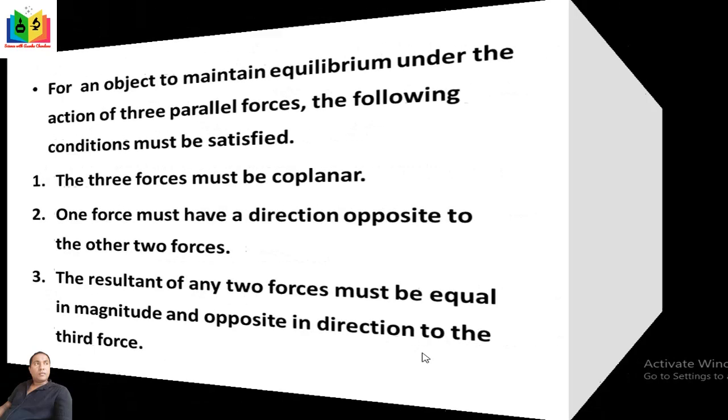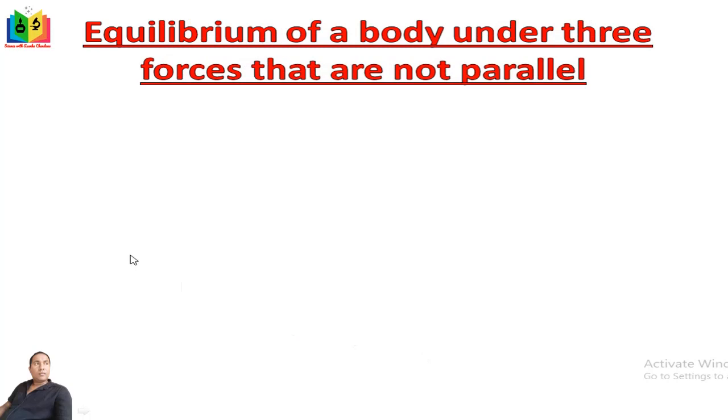Right, what is our next topic? Let's see. Our next topic is equilibrium of a body under three forces that are not parallel. Now we are going to learn how an object is in equilibrium under three forces that are not parallel. Previously, we learned about equilibrium of an object under two forces and the conditions. After that, we learned about equilibrium under three parallel forces and the conditions that should be satisfied. Now we are going to learn about the equilibrium of a body under three forces that are not parallel.